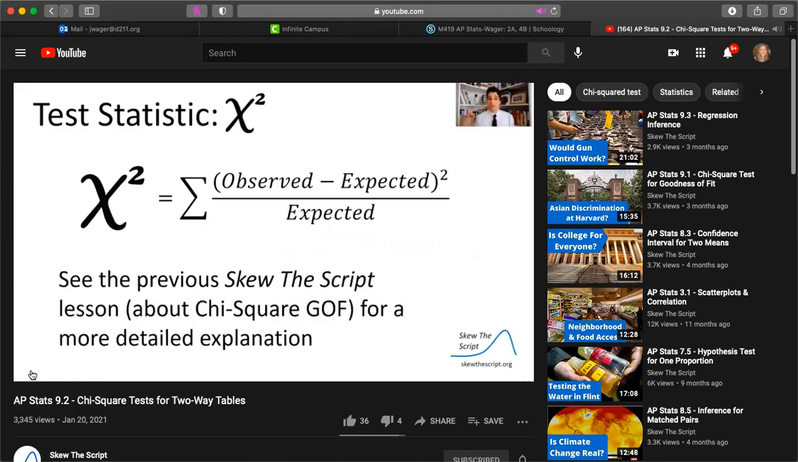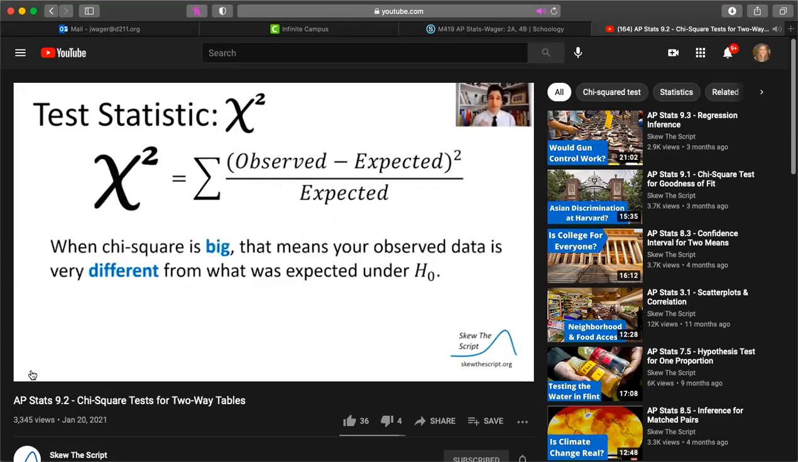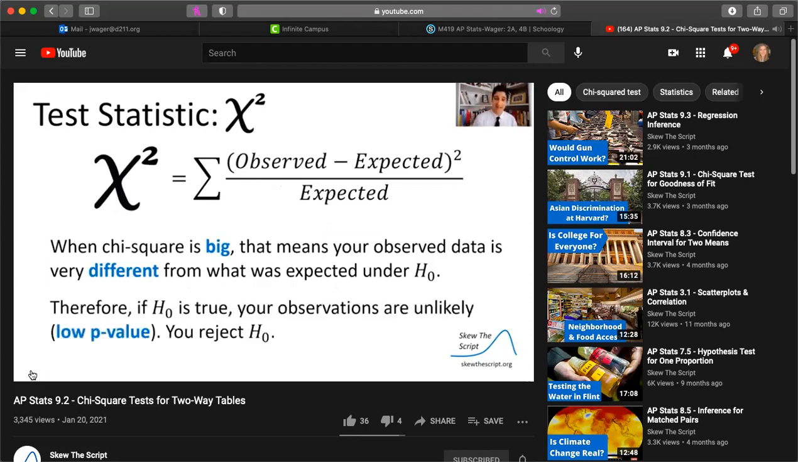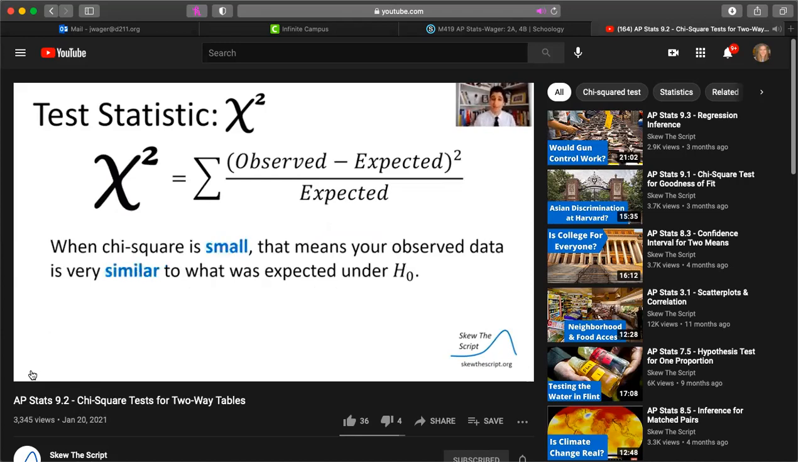If you want to see the precise derivation of this, you can go back to our last lesson on chi-squared for a more detailed explanation. And we know that when chi-squared is big, that means the observed data is very different. Those differences are very large compared to what was expected under the hypothesis. In that case, your sample data was unlikely under the assumption that the null was true. We got a low p-value and reject the null hypothesis.